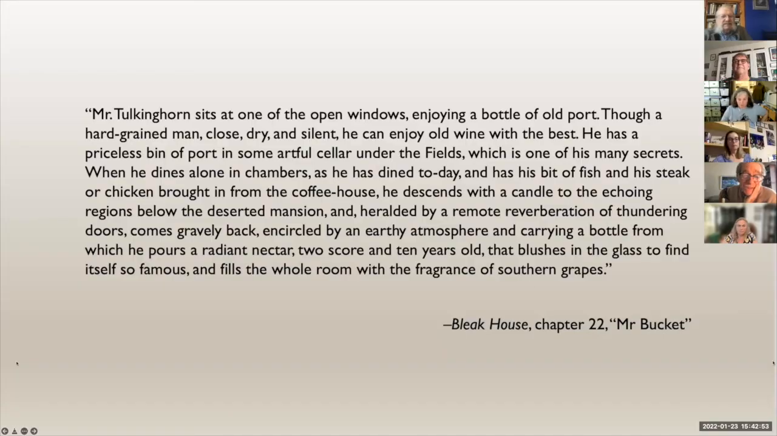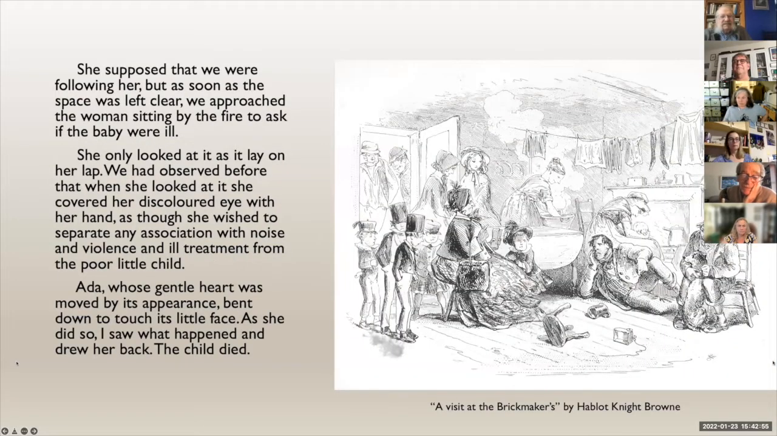It's a passage that comes from the chapter called Covering a Multitude of Sins. And it has an illustration. And we talked about this scene in, I think, our first meeting. And it has an illustration that is a visit at the brickmakers. And you'll recognize the figures in this illustration.